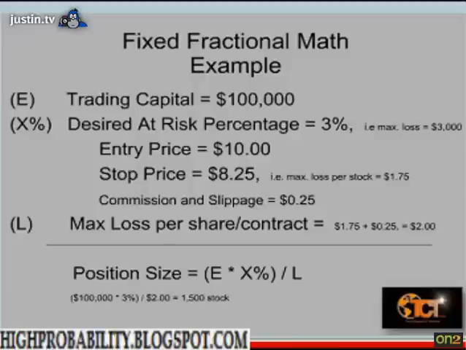So your trading capital is 100,000, for example. We want to risk no more than 3%. Knowing our entry price and where we're going to set our stop loss, you can work through the calculations, and that will work out in that particular scenario to 1,500 lots or stock shares or whatever your instrument is.